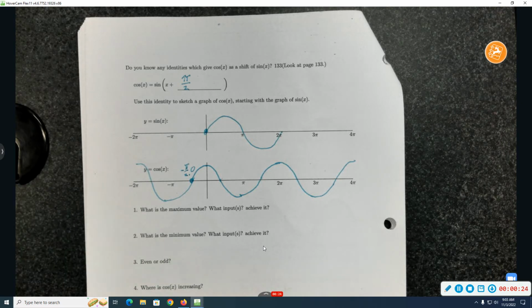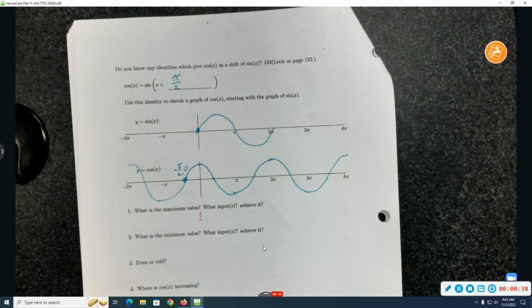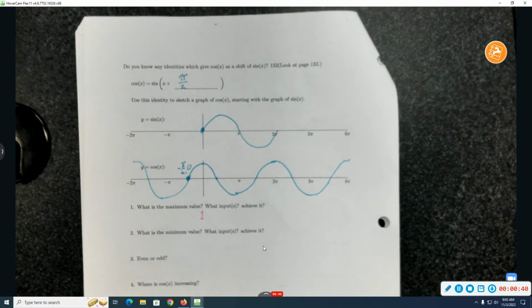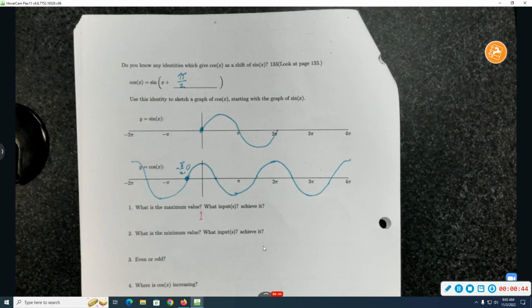What's the max value cosine achieves? Still 1, right, because it's a shift of sine. It's got to be 1. By looking at this graph, can you read off the inputs that achieve it? And let's start by just listing them, I guess.